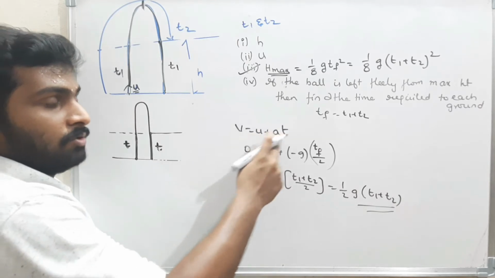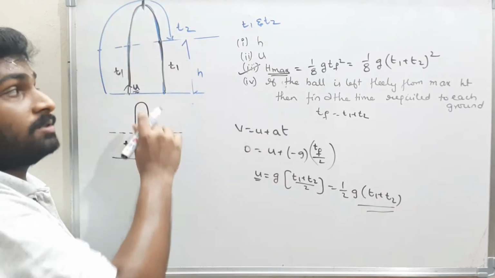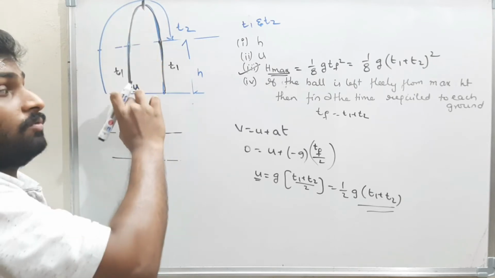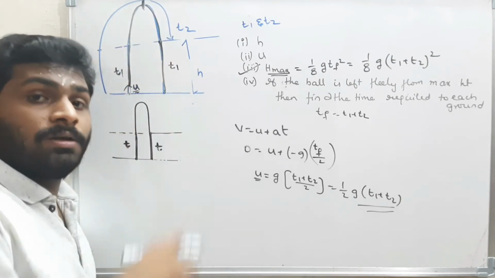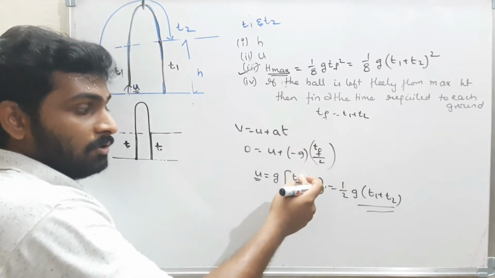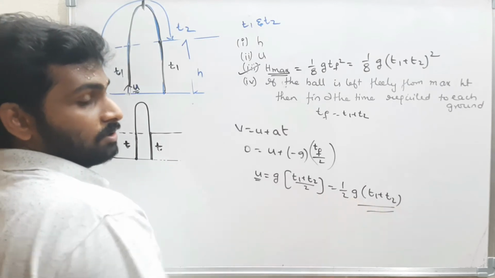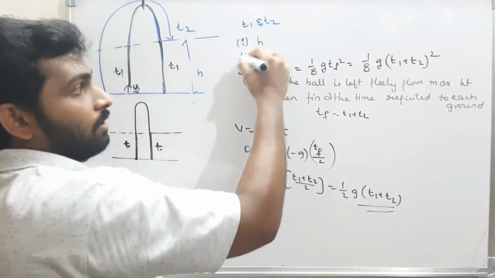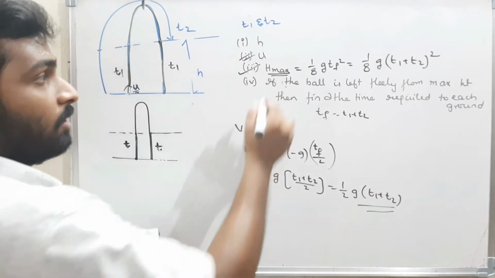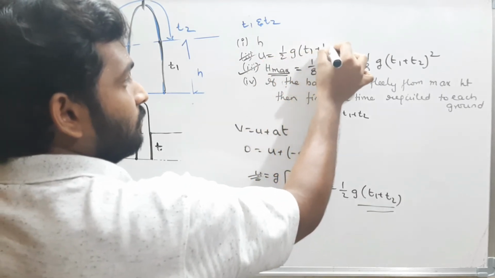Simply I am using v is equal to u plus at, and the final velocity is 0. Initial velocity is u. Acceleration is minus g. The time taken to move from here to here is half of the time of flight. Time of flight is t1 plus t2. Half of the time of flight means (t1 plus t2) by 2. Therefore the initial velocity u is equal to half into g into (t1 plus t2). I got the initial velocity. Well and good. Now please remember, the initial velocity is half into g into (t1 plus t2).